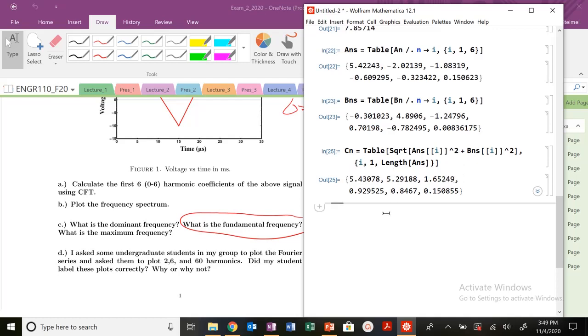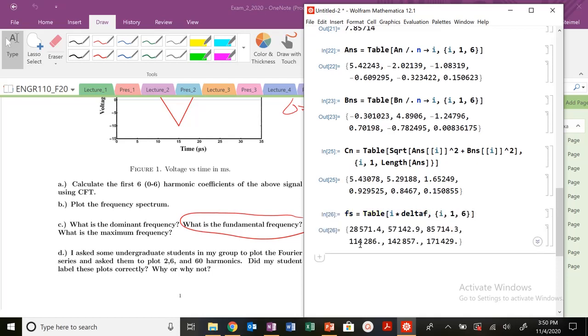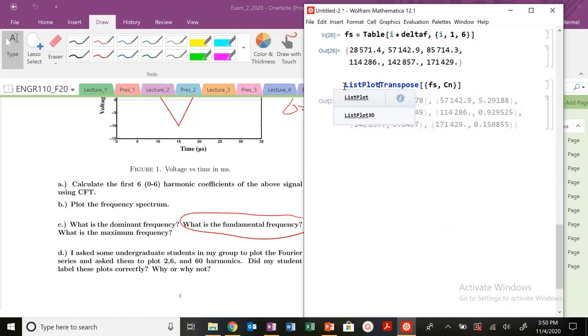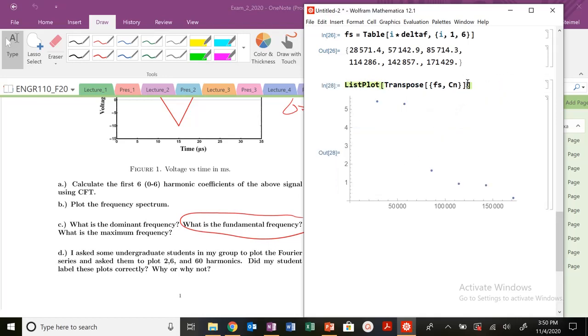And what about my frequencies? My f, so my x-axis. So my f's is going to be my table of I times delta f, from I goes from 1 to 6. So I'm going to transpose that. Transpose fs, cn. I'm going to do list plot. And I can make it nice, but again, this is just an exam, so you don't have to make it super fancy. And let me make sure that I have all my plot range all.